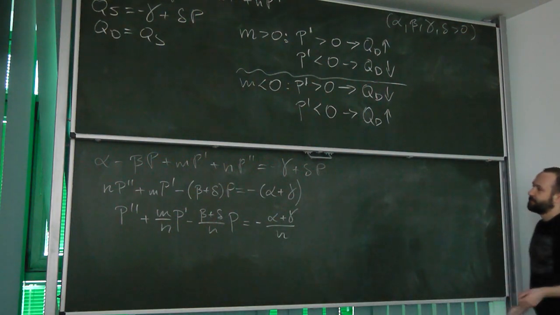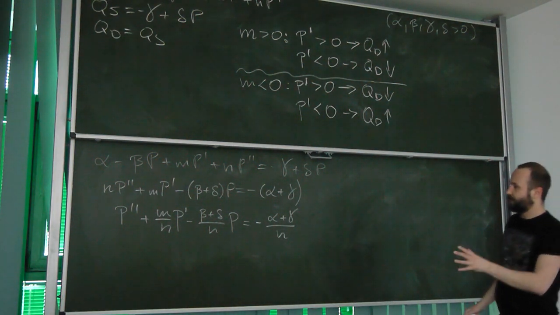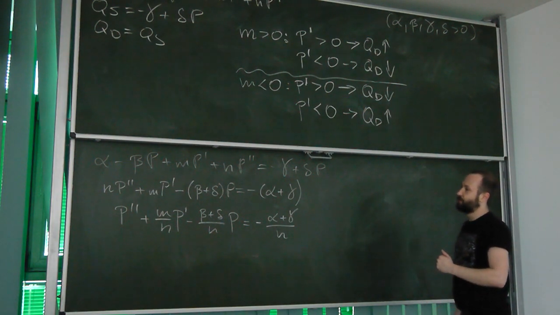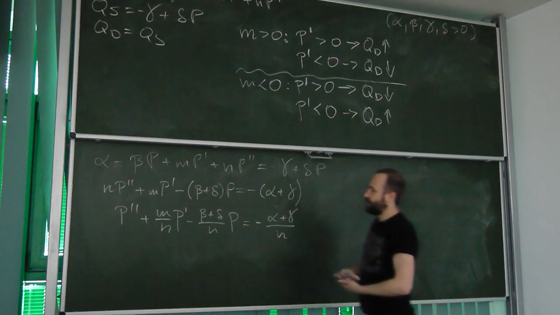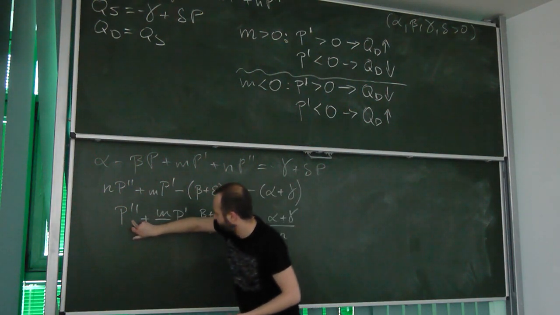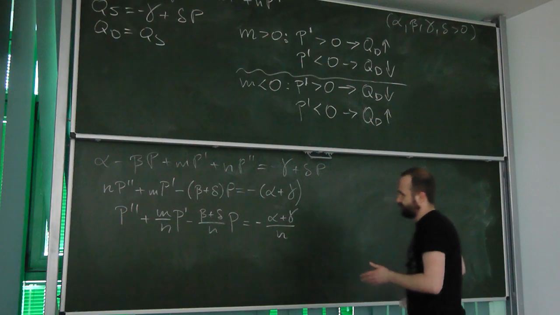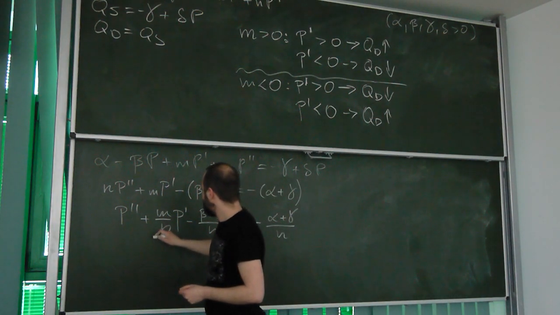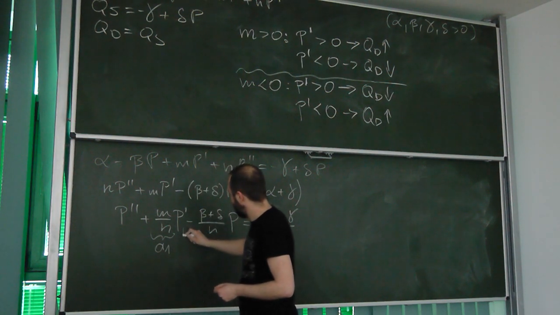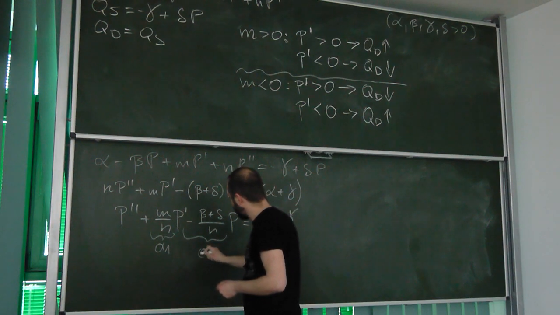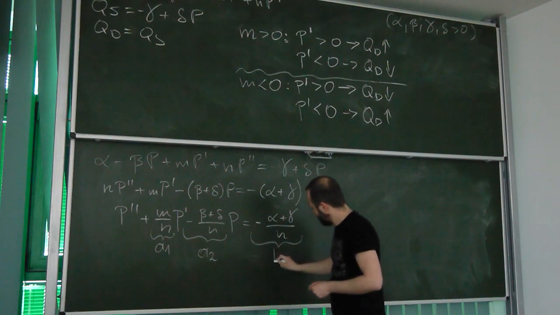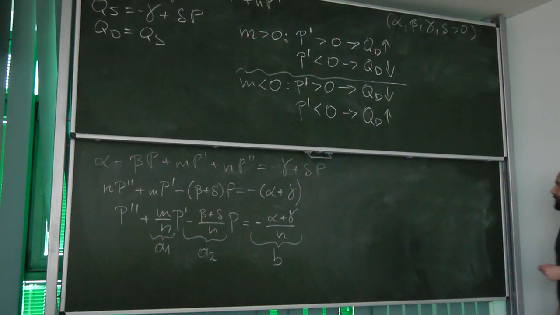Look, and now this is a second order differential equation in exactly the same form as we were doing before. Now instead of y, we have p, so y prime, p prime, y double prime, p double prime. So consequently, this means that this is our parameter a1, this is our parameter a2, and this is a constant term b.